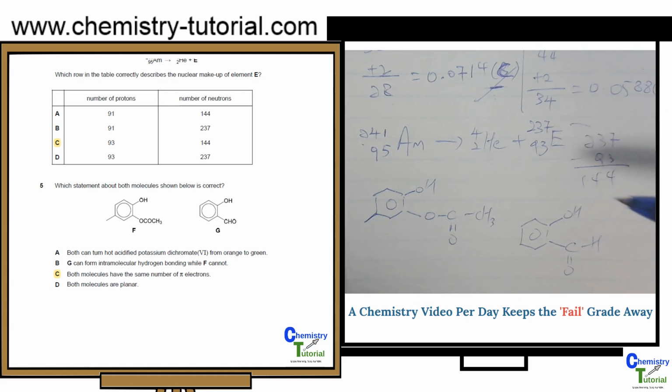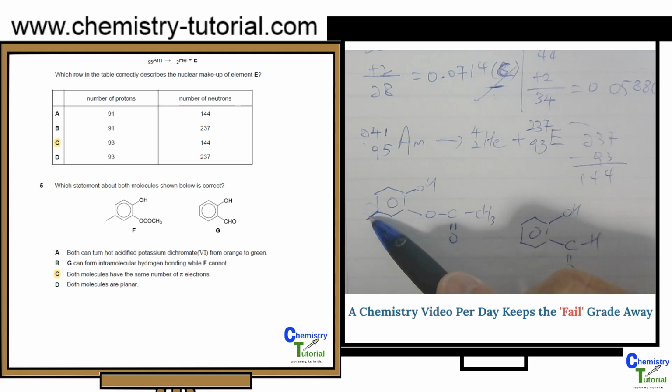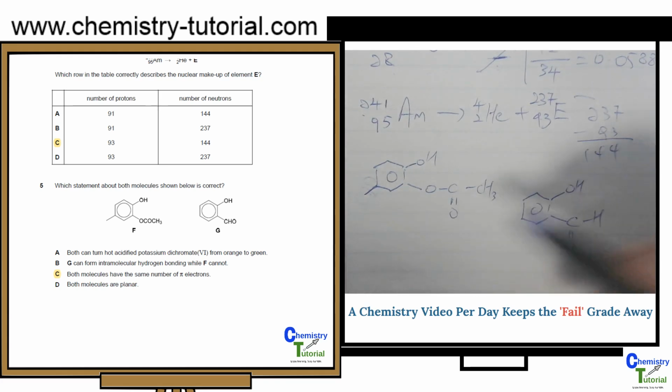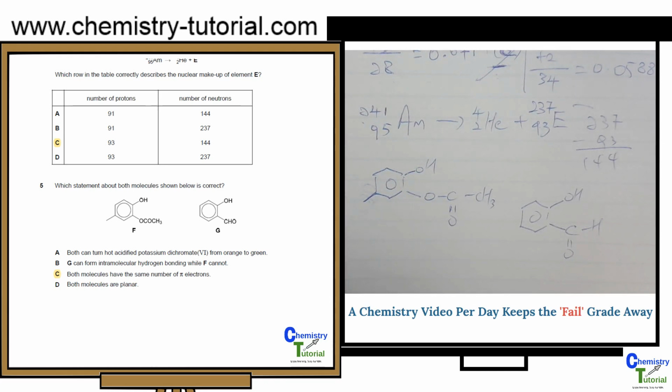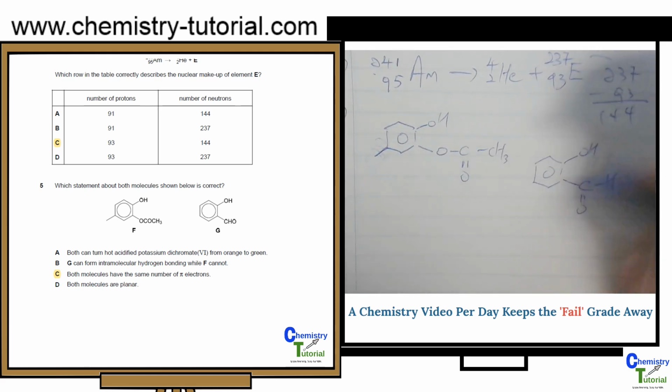Now, both can turn acidified potassium dichromate from orange to green. That's not possible because if you want to oxidize this, you must use KMnO4. Potassium dichromate won't work. So A is already out. For B, both can form intramolecular hydrogen bonding; G can form intramolecular hydrogen bonding while F cannot. That's not true because, let me reorientate these molecules.